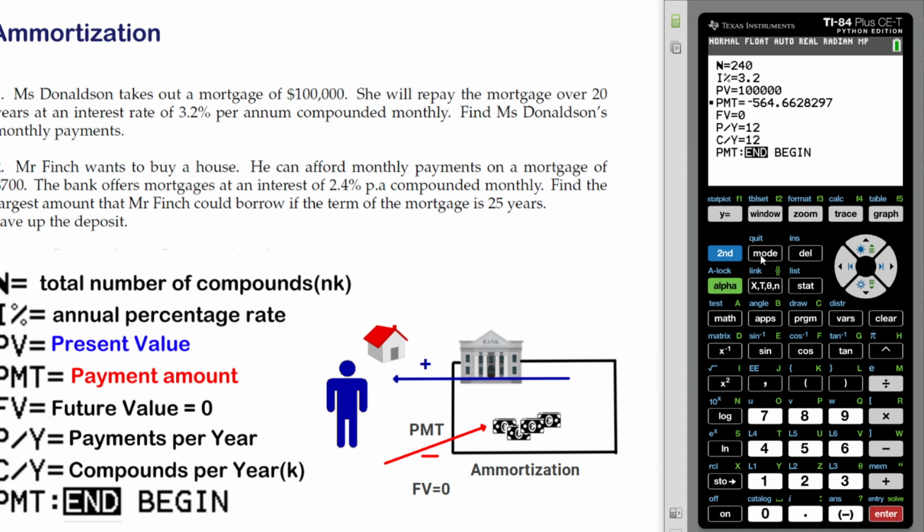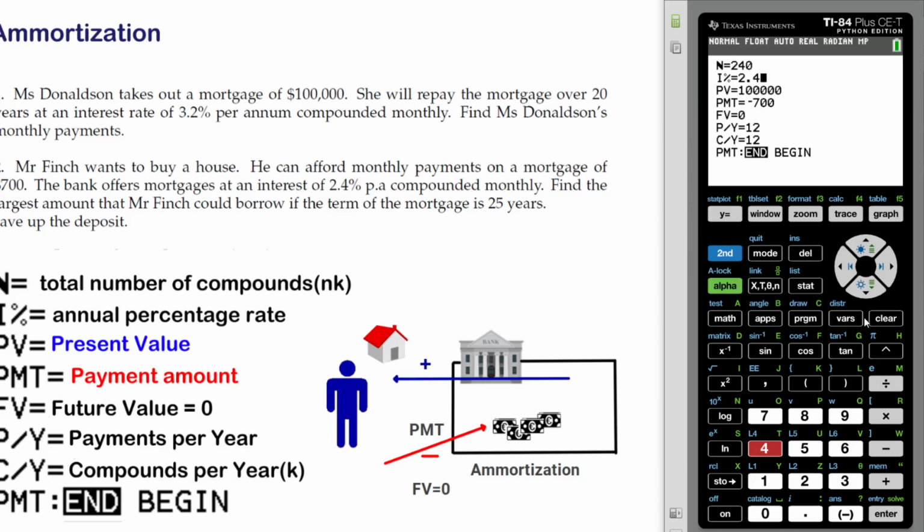Okay, so in question 2, Mr. Finch wants to buy a house. He can afford monthly payments on a mortgage of $700. So his payments are going to be $700. So I'm going to clear this and I'm going to put it as a negative because he's making those payments from his pocket. So it's going out from his pocket, so it's a negative. The bank offers an interest rate of 2.4%, so this is going to be 2.4.